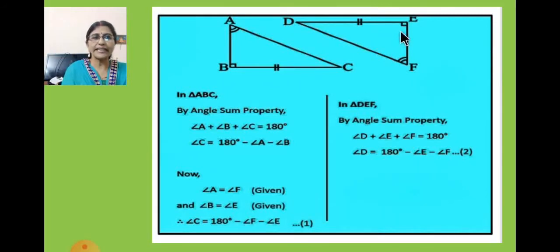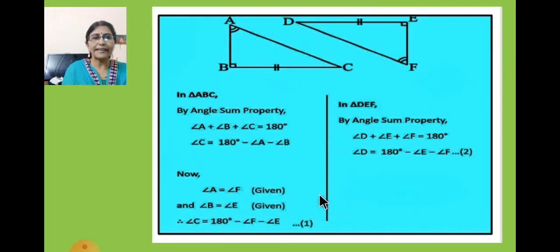Now let us go to the next triangle, triangle DEF. Again we'll use the angle sum property. By angle sum property we will write angle D plus angle E plus angle F is equal to 180 degree. The same way here, this time we'll keep angle D here, and take these two angles to the other side. 180 degree will be written first, and then when you bring these to the right side, it will be minus angle E, and minus angle F. So this is equation number 2.